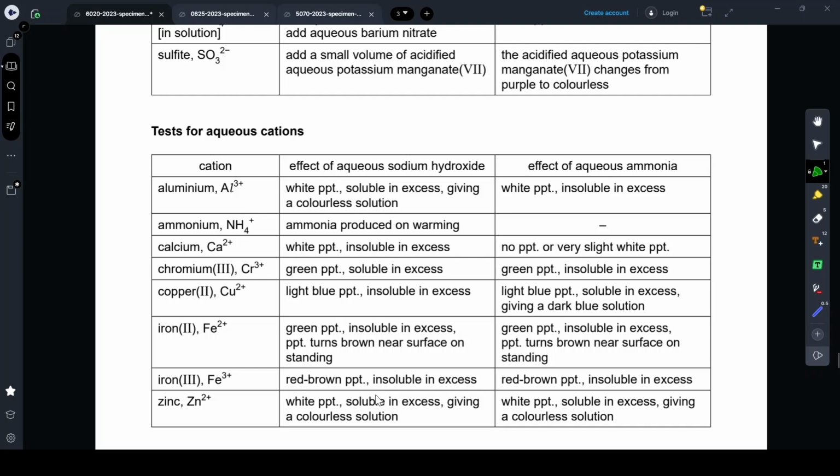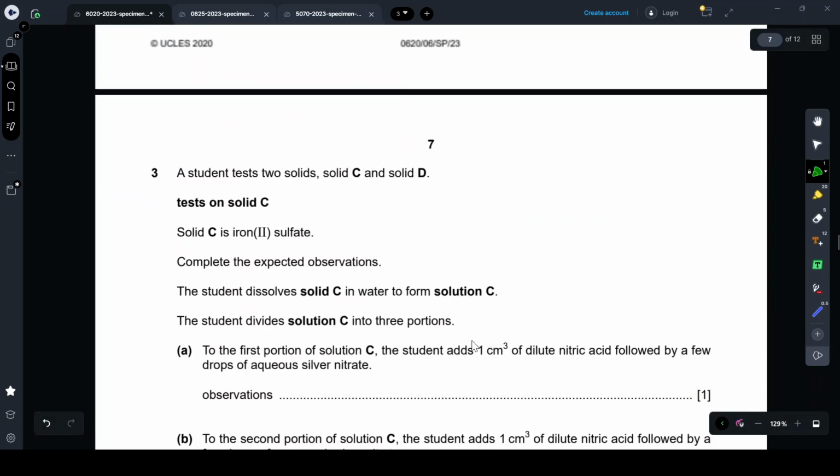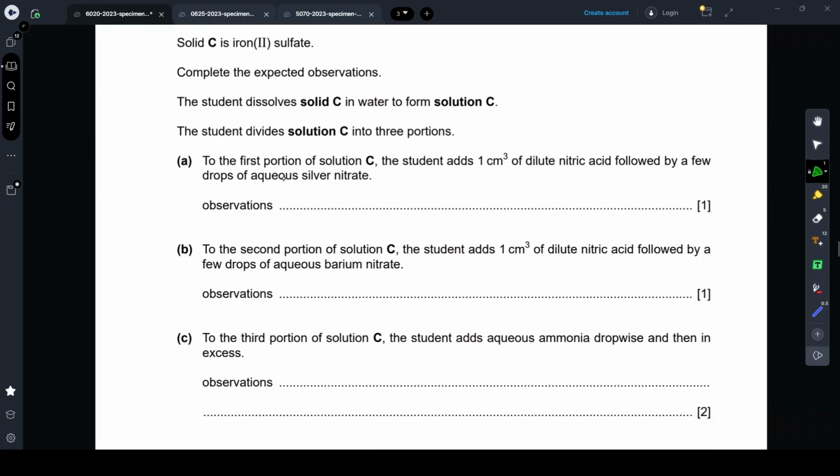As far as iron is concerned, you add sodium hydroxide and aqueous ammonia. So adding nitric acid is not going to give you any result for the iron either. So what you're getting over here is nothing. No observation means no change. Nothing happens. No change or no reaction.